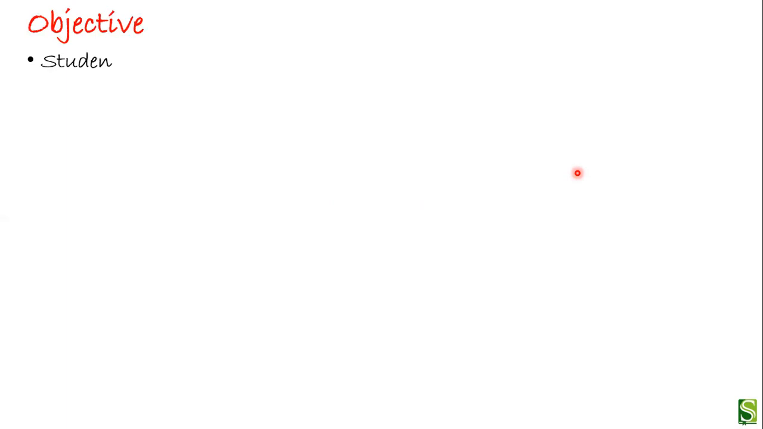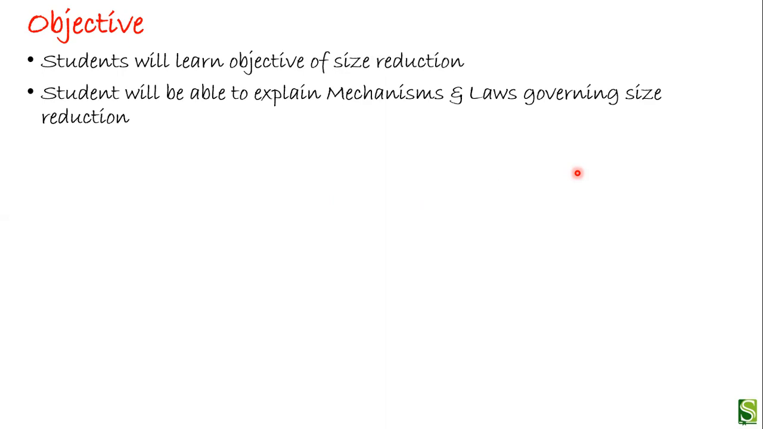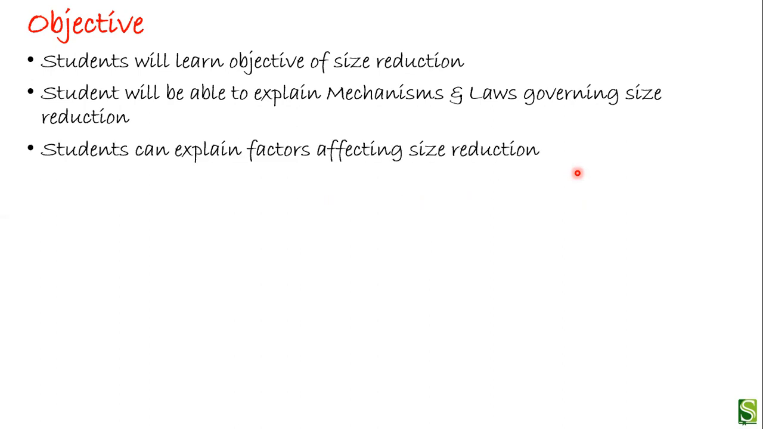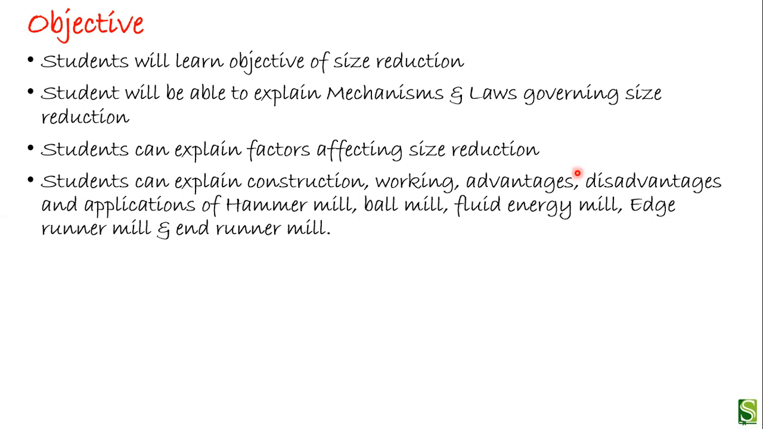The objective of this particular video is that after watching this video, the student will be able to learn what is exactly size reduction. They will be able to explain mechanism and laws governing size reduction. They can also explain the factors affecting size reduction and ultimately can explain the construction, working, advantages, disadvantages, and application of hammer mill, ball mill, fluid energy mill, edge runner mill, and end runner mill.